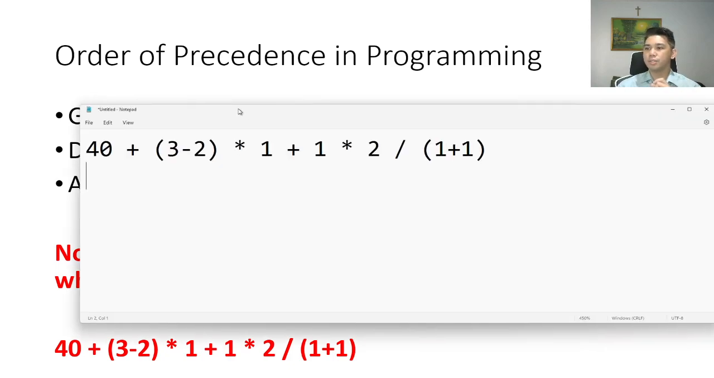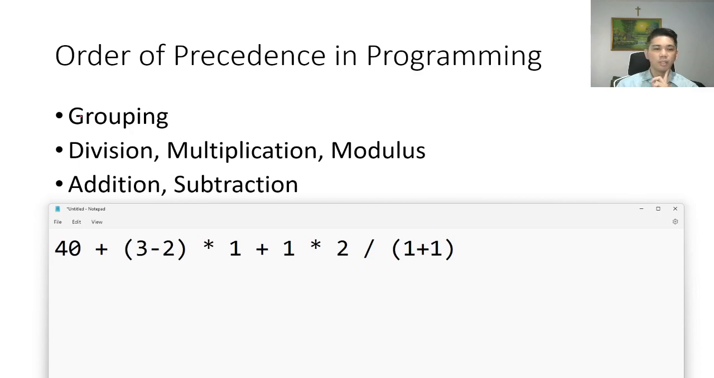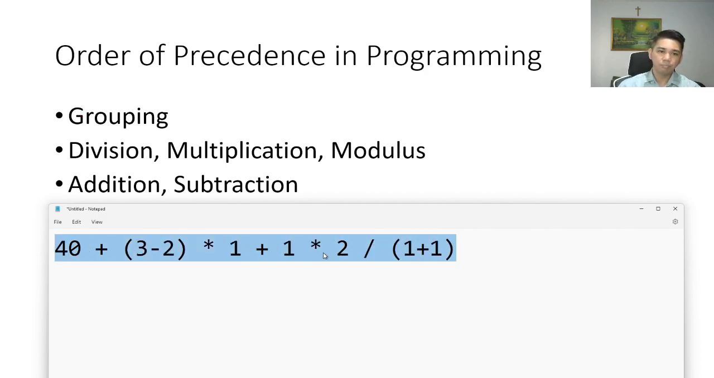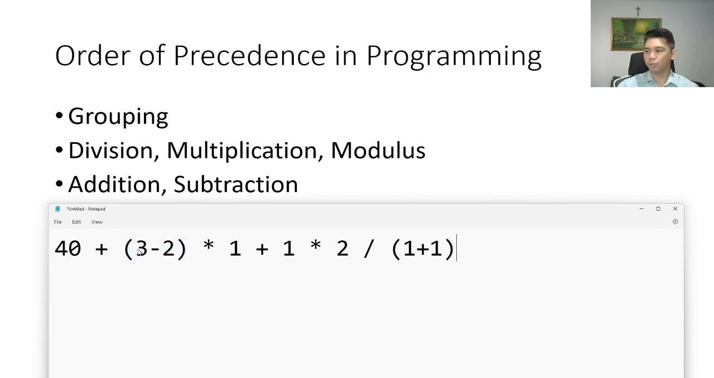Okay. Since in the order of precedence, it states here that it would be grouping first, and whichever is first from the left. So we will look at this equation, or the compiler will look at the equation and determine which has a grouping first from the left. So it will be this one. So here, the computer will evaluate that immediately. So that would be 1.